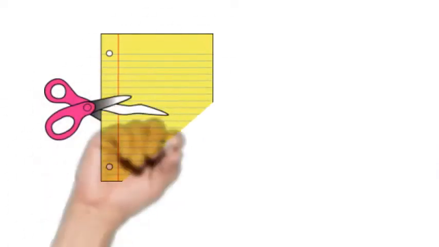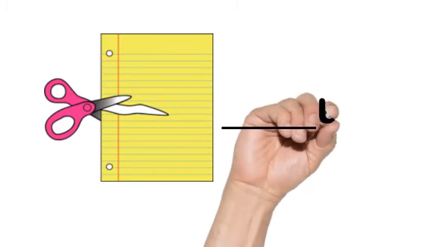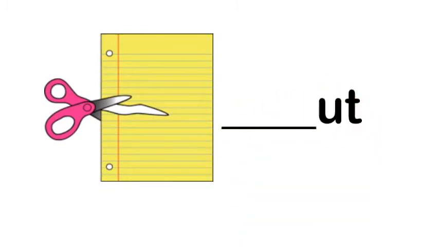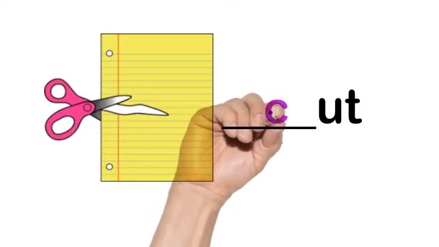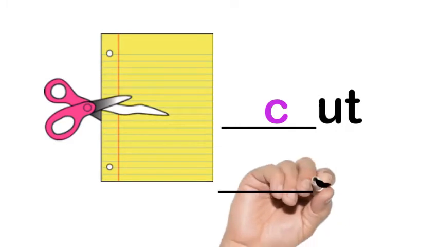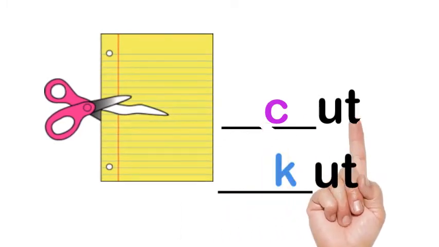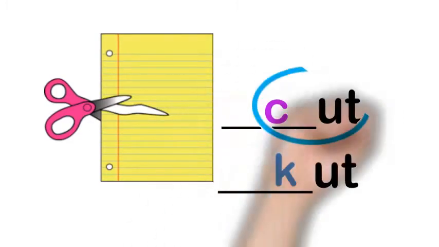Let's try cut. K, t. I hear that middle sound being a U, and I don't have an E, I, or Y, so I know that I need to use a C because I use a C whenever I can. That gives me the word cut. I don't need a K.